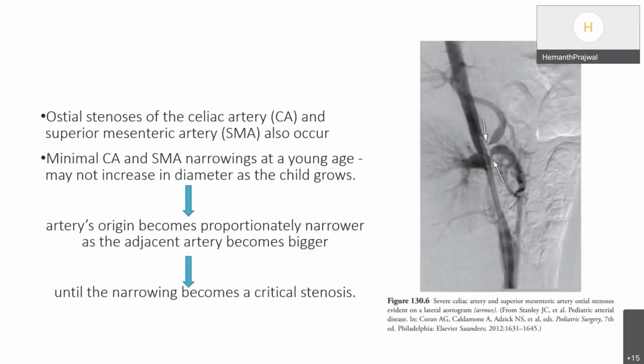elastin. The ostial stenosis of the celiac artery and SMA also does occur, but minimal CA and SMA narrowing at a young age may not increase in diameter as the child grows. Hence, when the child is young, quite often there are no symptoms. But as the child grows, the artery's origin becomes proportionately narrower as the adjacent artery becomes bigger, until the artery narrowing becomes critical and causes the symptoms to arise. As seen in this DSA image, severe celiac artery and superior mesenteric artery stenosis is present.